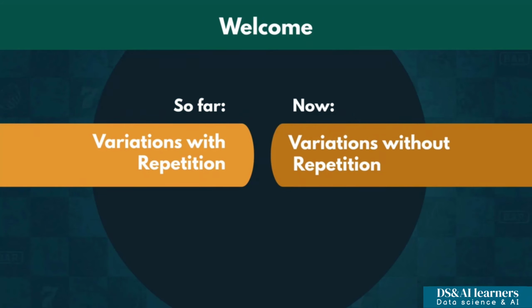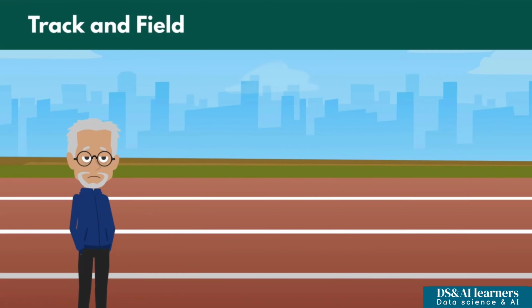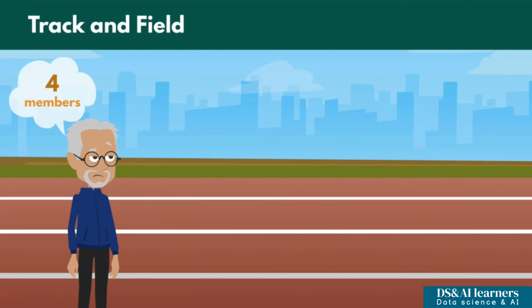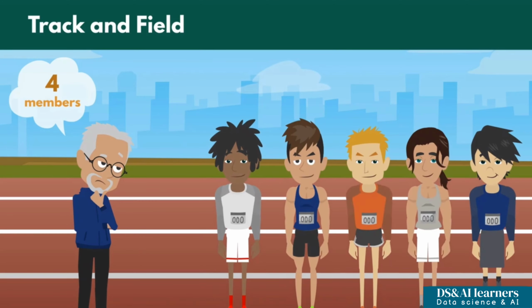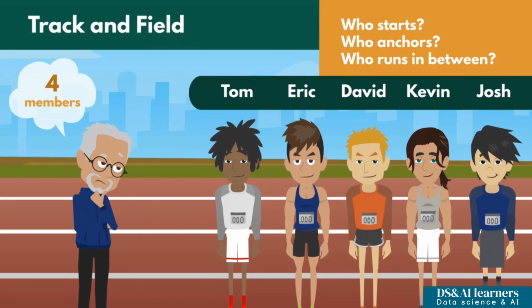Okay, let's begin. Imagine you are a track and field coach and need to choose which 4 members of your team run the relay and in what order. The team consists of 5 people: Tom, Eric, David, Kevin, and Josh. And you must decide who starts, who anchors, and who runs in between.